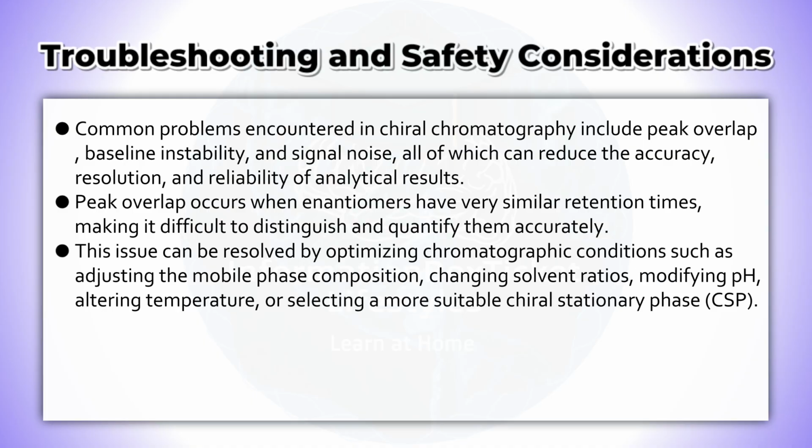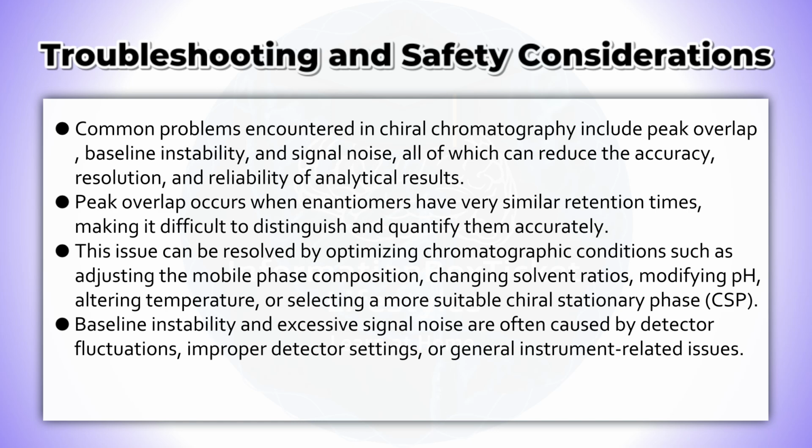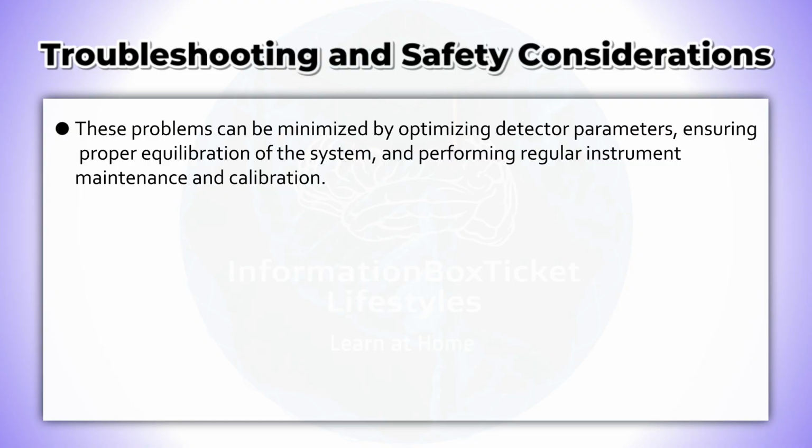This issue can be resolved by optimizing chromatographic conditions, such as adjusting the mobile phase composition, changing solvent ratios, modifying pH, altering temperature, or selecting a more suitable chiral stationary phase, CSP. Baseline instability and excessive signal noise are often caused by detector fluctuations, improper detector settings, or general instrument-related issues. These problems can be minimized by optimizing detector parameters, ensuring proper equilibration of the system, and performing regular instrument maintenance and calibration.